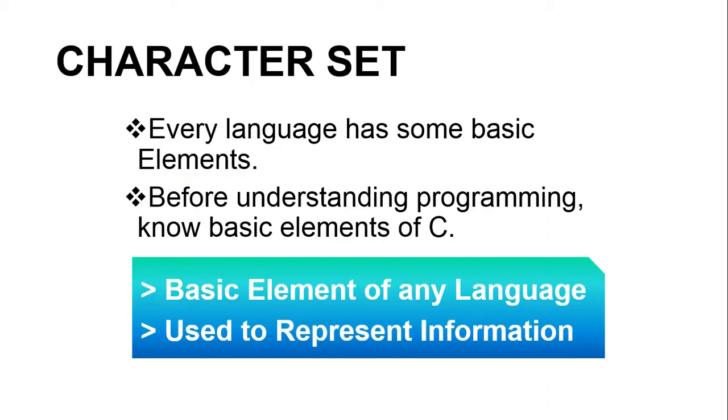In this session, we are going to see about the character set in C programming. So, what is meant by the character set? Character set is nothing but the collection of the basic elements of any language that is used to represent information. The character set may be digits or letters, uppercase, lowercase, or any other special character. The collection of these items is called the character set.